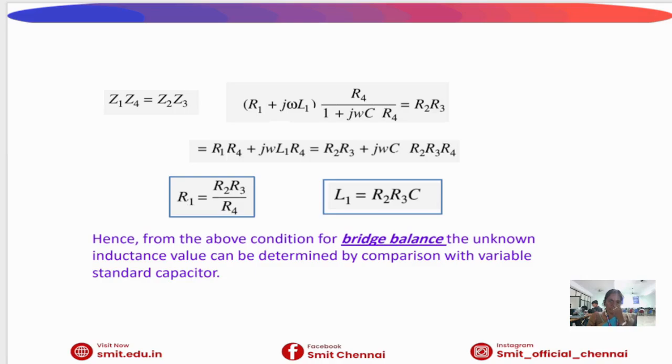and the capacitor C. Substituting these impedance values into the balance equation and simplifying, we obtain R1 R4 plus j omega L1 R4 equal to R2 R3 plus j omega C R2 R3 R4. Now by equating the real parts and imaginary parts separately, we get two important equations. From the real part, R1 equal to R2 R3 by R4. From the imaginary part, L1 equal to R2 R3 C.